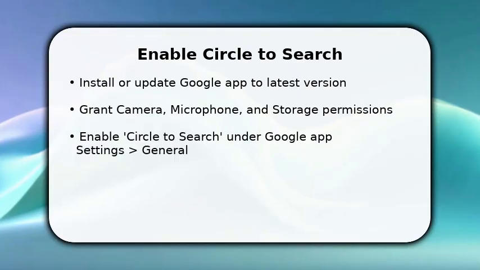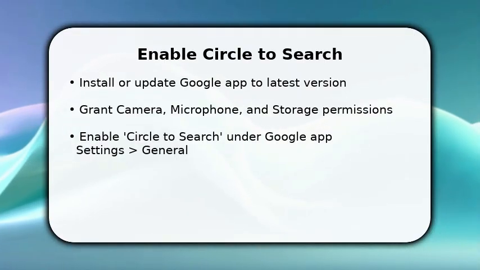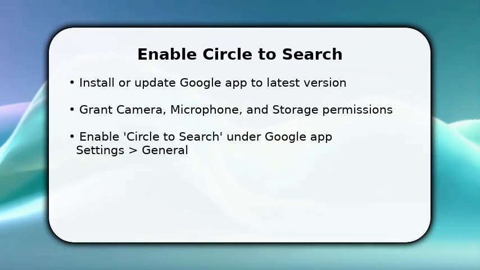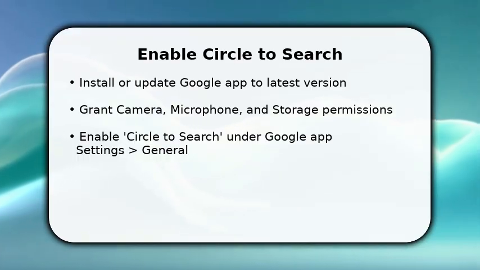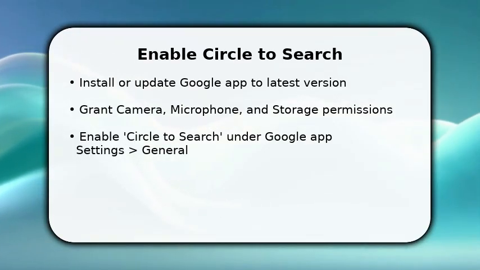Enjoy the video. You start by preparing your Poco F7 so the gesture is reactive. Open the Google app, update it if needed, and grant camera and storage permissions. This allows Lens to capture and analyze images.